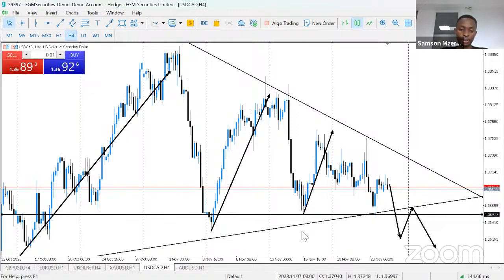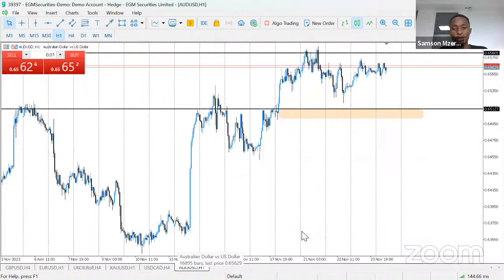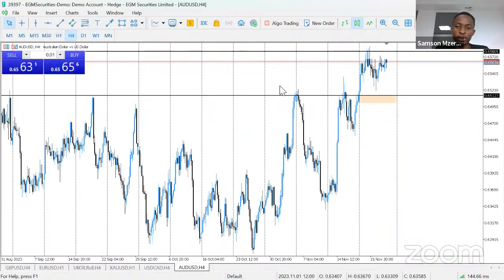Okay. The other one is AUD USD. In this case, what will an uptrend mean? An uptrend will mean a weak dollar, of course. So same story.